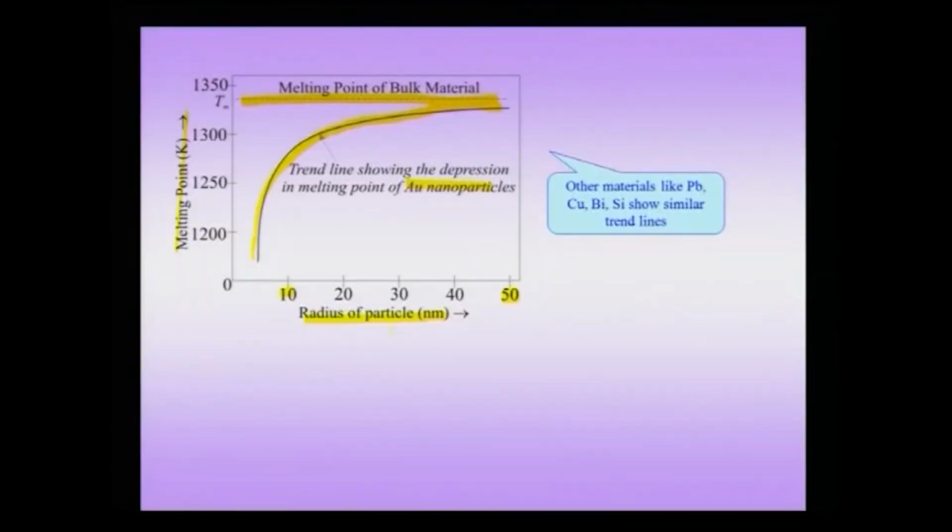Second thing, we are noticing an experimental result wherein the melting point of a nanocrystal, and now I am not differentiating the surface from the interior, I am assuming that the entire nanocrystal is melting, shows a depression in the melting point. This trend line, which is seen for gold, can also be observed for other materials like lead, copper, bismuth, silicon, and the trend lines are very similar. In other words, if you go below about 50 nanometer size, there is a depression in the melting point.